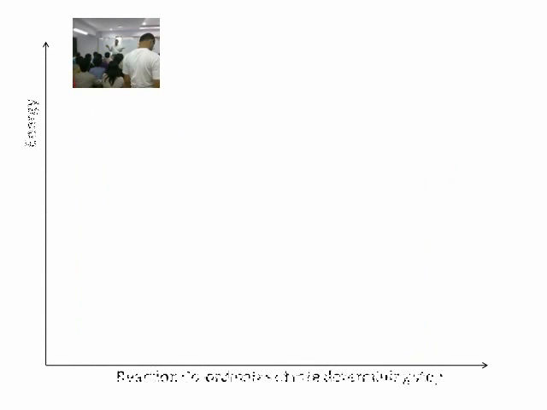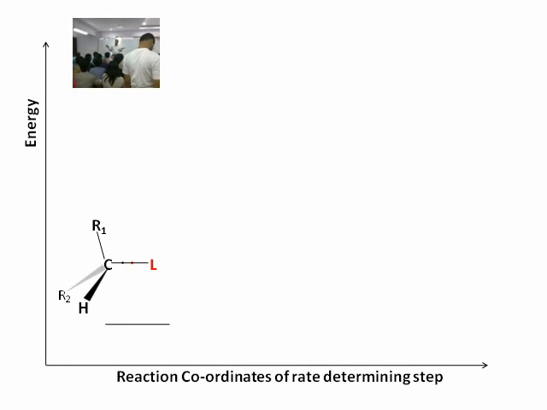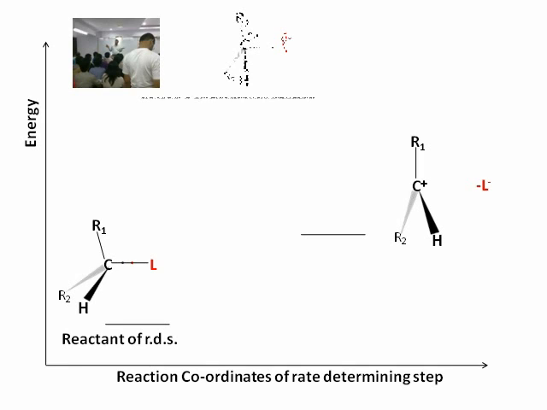Let us see the energy profile of E1 mechanism. This is reactant molecule, reactant of the rate determining step. These are the products of rate determining step where we will be getting carbocation and L-. The energy of these intermediates formed in RDS will be higher because the bond cleavage will be endothermic process. This is transition state where the carbon leaving group bond is partially broken. The energy of transition state is higher than the reactant as well as product of RDS.